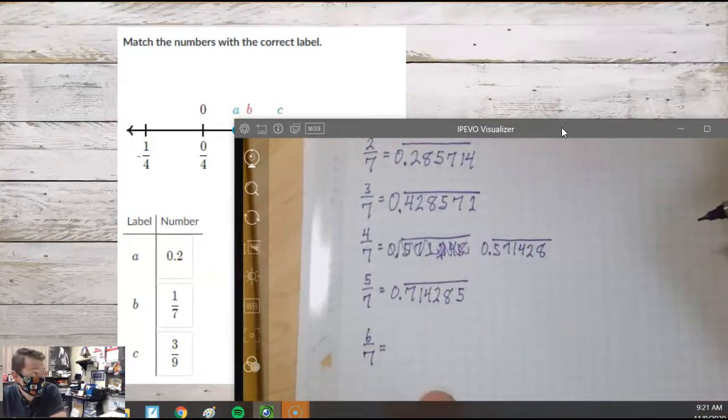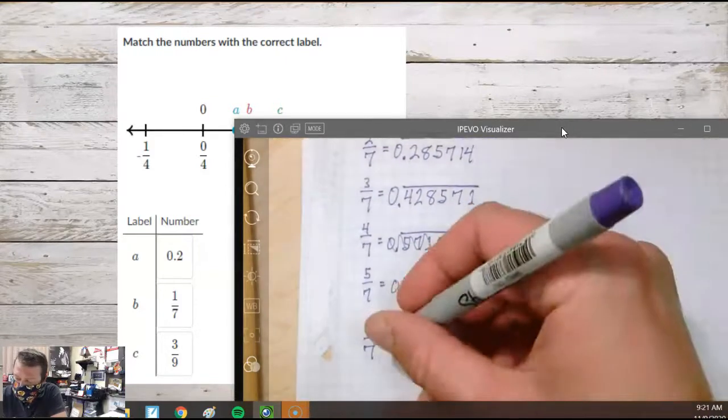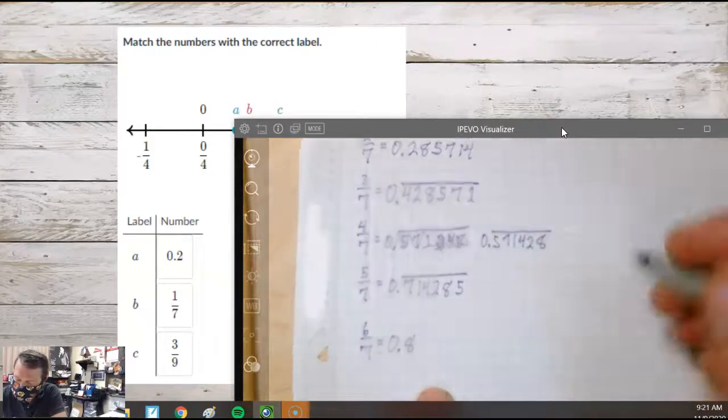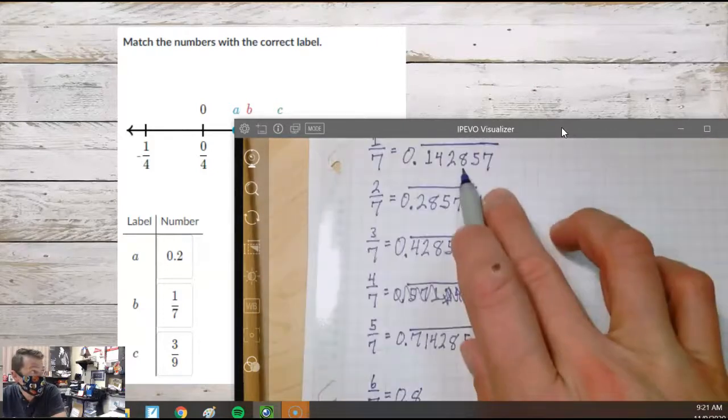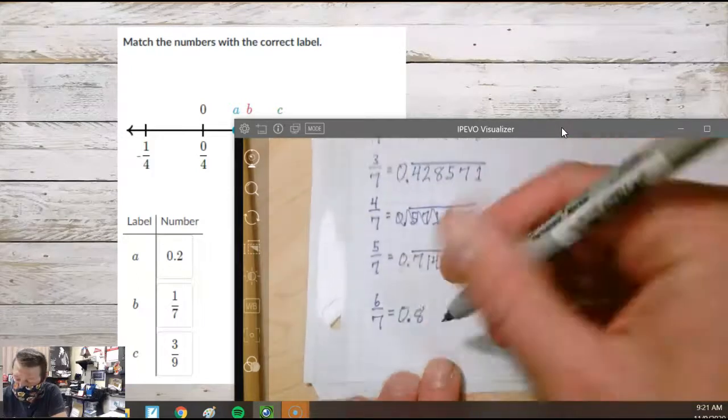And the last one here, 6 sevenths. What's 8. Yeah, the biggest number that we have in that set. So what comes after 8? Well, I can go back up to the beginning to check. Yeah, the 57.